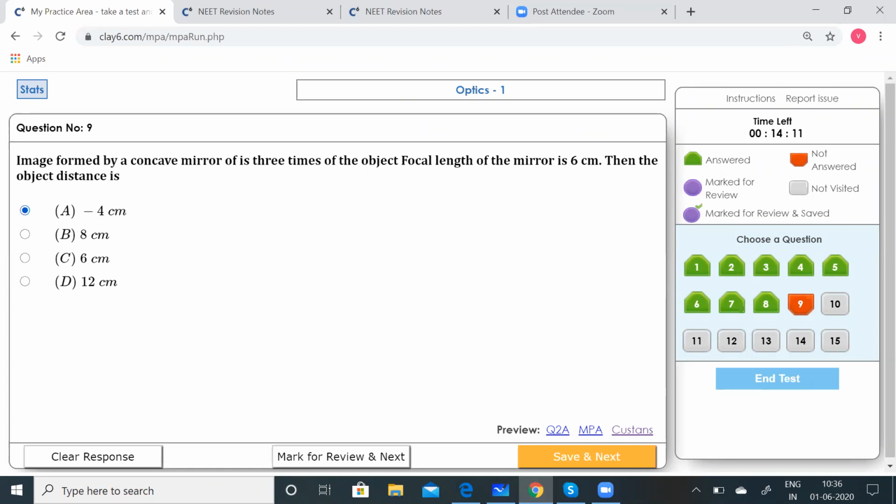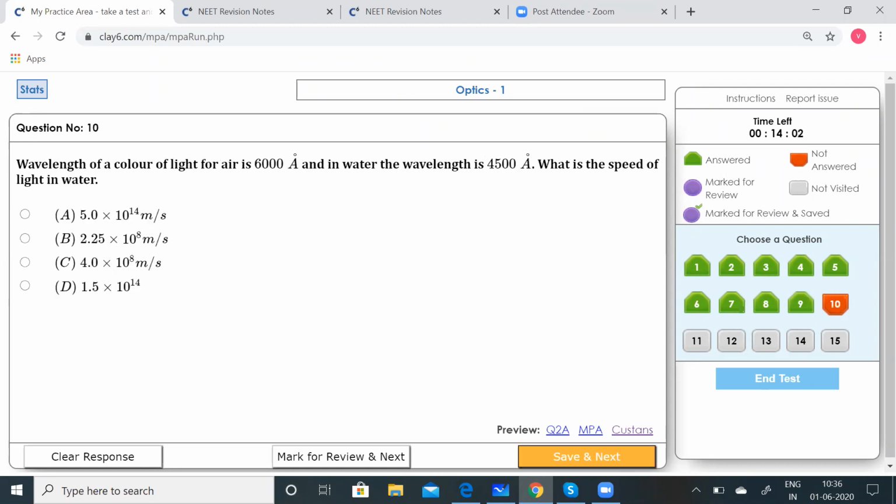You might be confused. 8 centimeters is also there, but we got minus 8 and minus 4. So only option A can be clicked. Now coming to the 10th one.